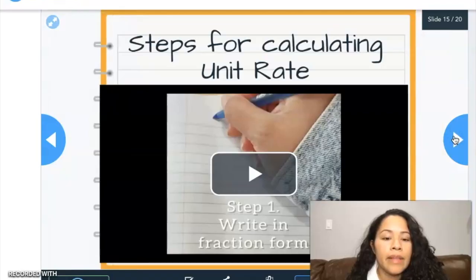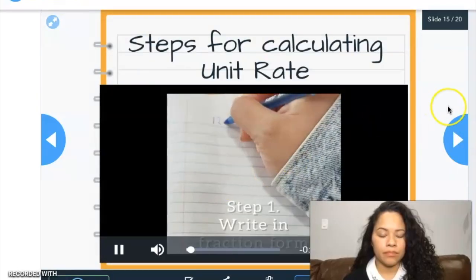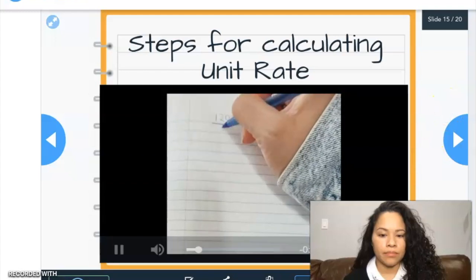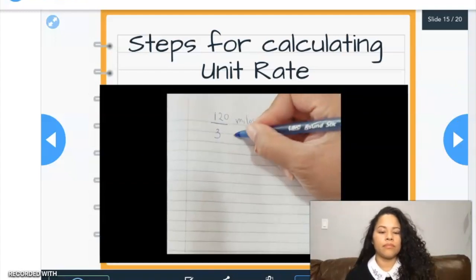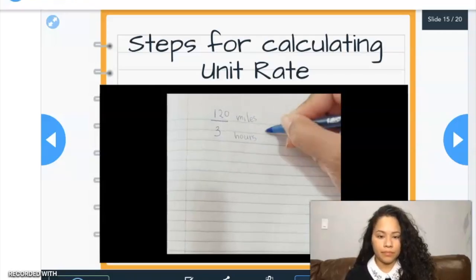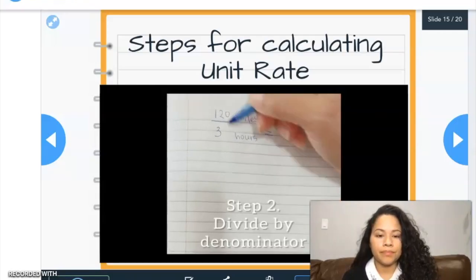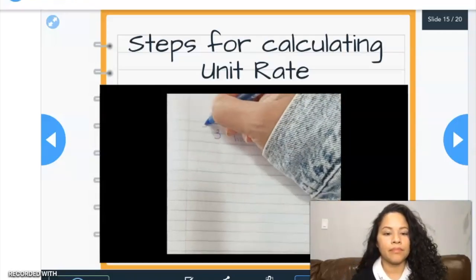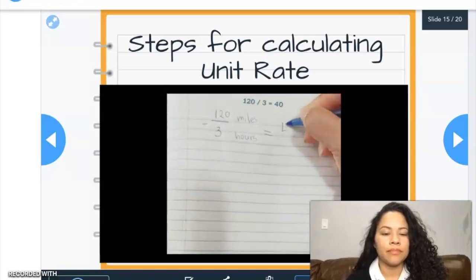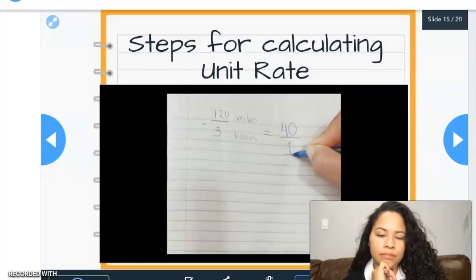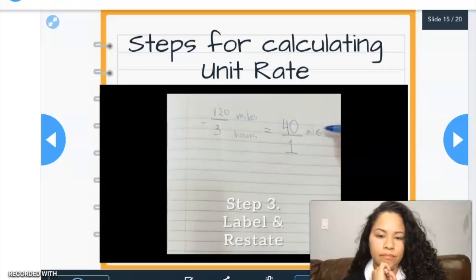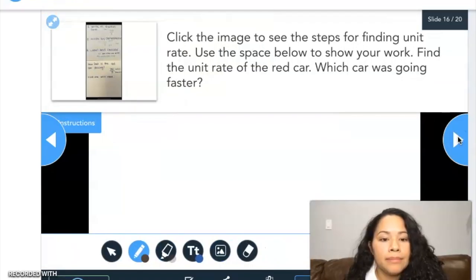All right. Now, here are the steps for calculating unit rate. To find the unit rate of the silver car, we're going to write this in fraction form. Step 1. The silver car drives a total of 120 miles over the span of 3 hours. We need to write that in fraction form and then divide by the denominator. We're going to divide 120 divided by 3, which gives us 40, and 3 divided by 3, which gives us 1. Now we label and restate as our final step. The silver car drove 40 miles per hour.